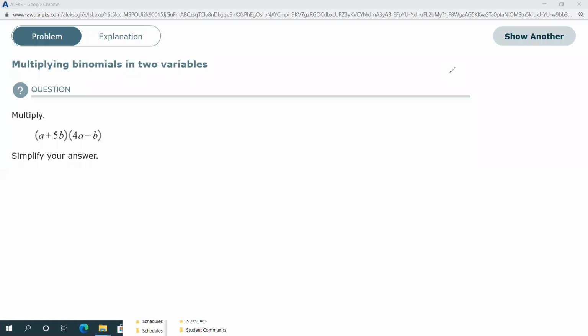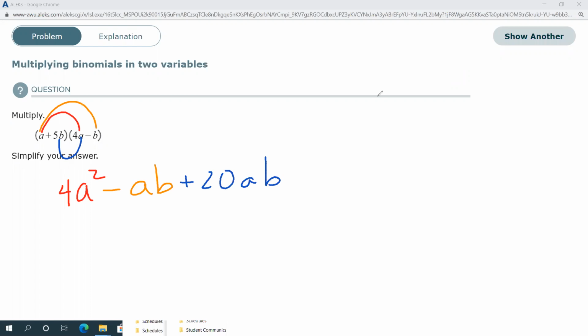Now we do it again, but with another variable. Big deal. Okay, a times 4a is 4a squared. A times negative b is minus ab, or minus ba, doesn't matter. Tradition says put them in alphabetical order, but it doesn't matter. Multiply those 2, we get plus 20ab. And these 2, we get minus 5b squared.